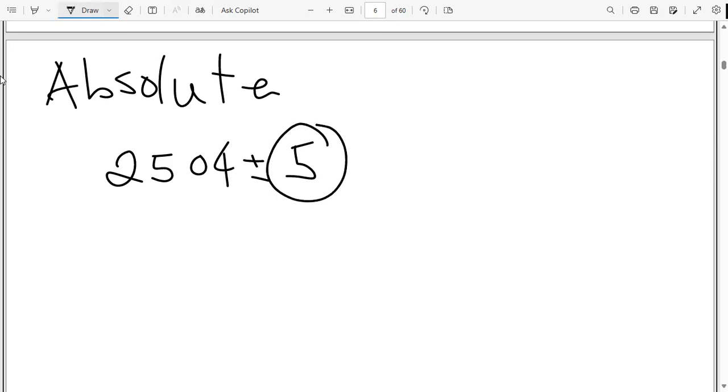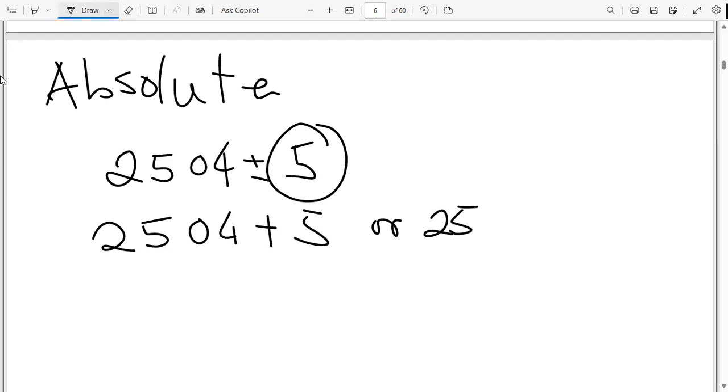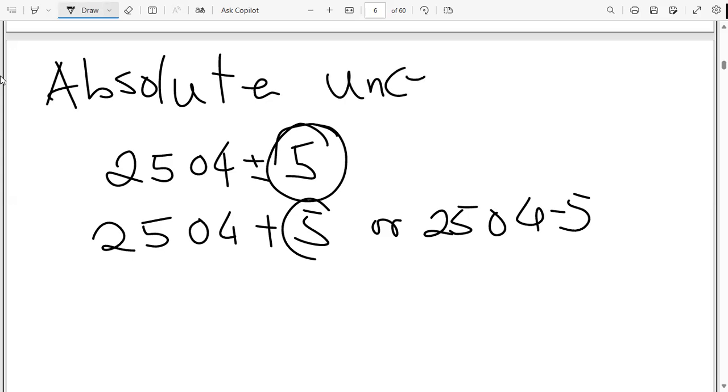It's the 5, because it's the one giving us the range in which we expect our true value to be. So the actual reading is falling within which range? 2504 plus 5, or 2504 minus 5. This gives us the range in which our true value exists. But the actual number giving us the uncertainty we're expecting is the 5 in this case, and we call this the absolute uncertainty.